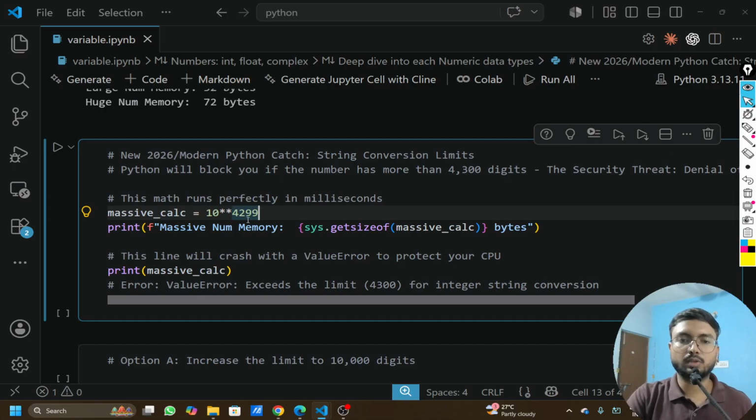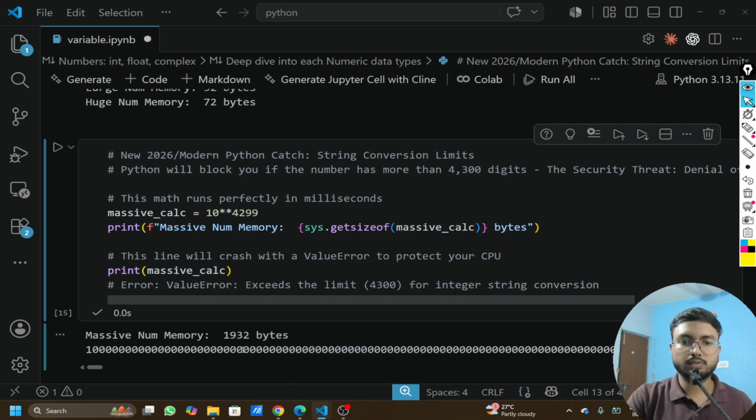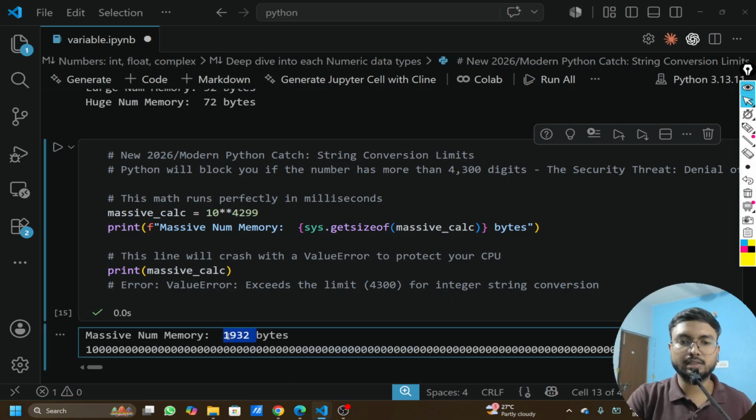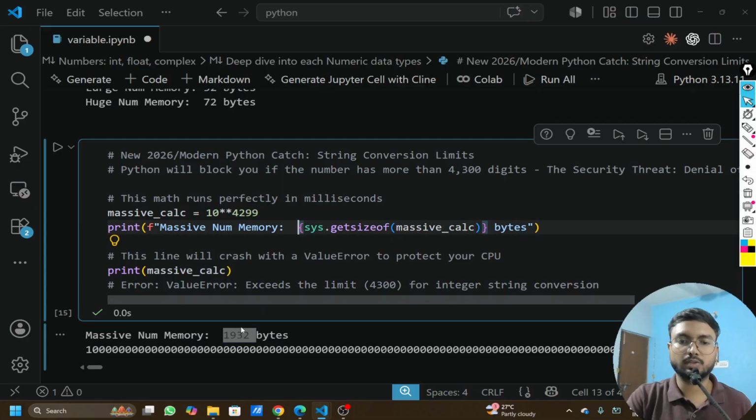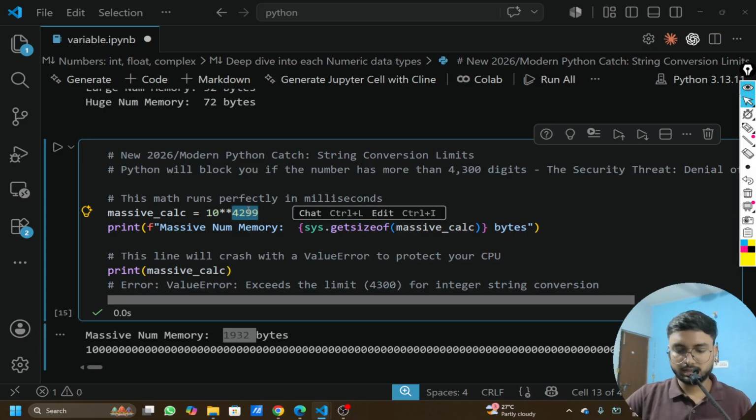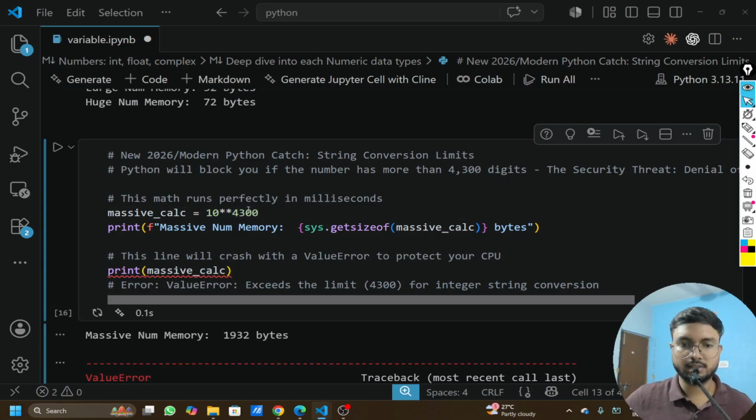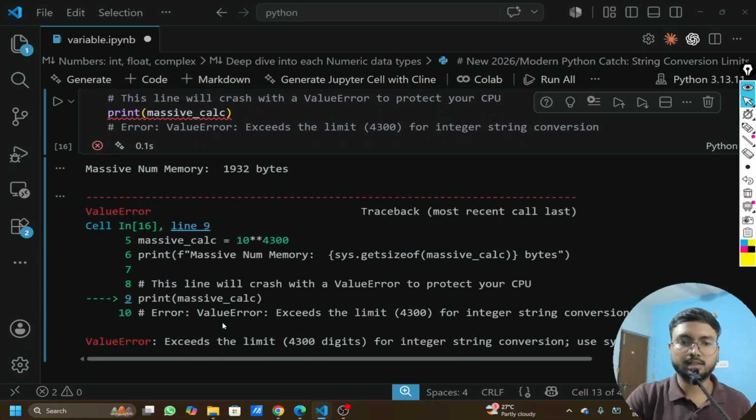So for 4299, which is 4,300 digits, let's try to run. You can see it is working fine, and it is consuming around 1932 bytes, which is quite huge, like around 1 point some MB. Now, if I increase it to 4,300 and try to run it, you see there is an error: exceeds the limit 4,300 digit.